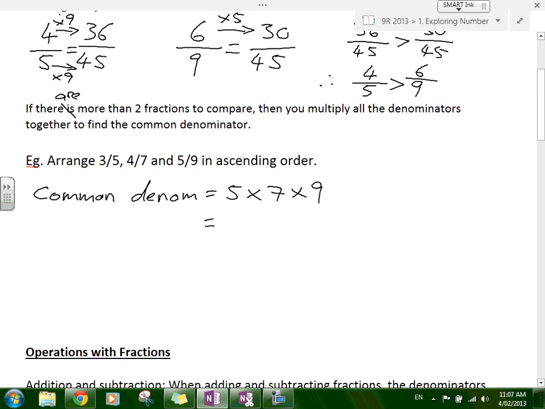35 times 9 is 315. Okay, so 315. So let's have a look. 3 over 5 equals what over 315? What do we have to multiply 3 by here?